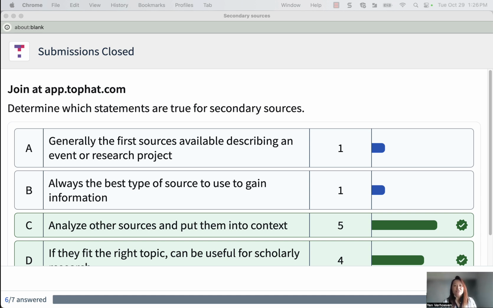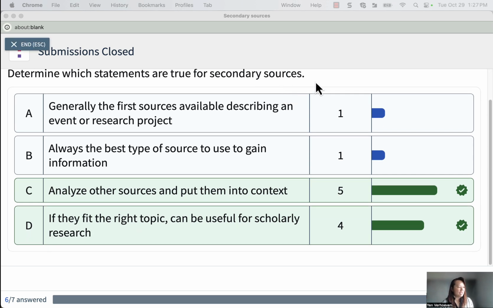So the first one, A, the first source available describing an event. Remember, the first is a tip-off. It's primary sources, okay? B, always the best type of source to gain information. I'm glad you didn't fall for that because it depends on your research project. In some cases, your research project may need primary sources as the best source of information. In other cases, it may be secondary. So it depends on your assignment, okay?